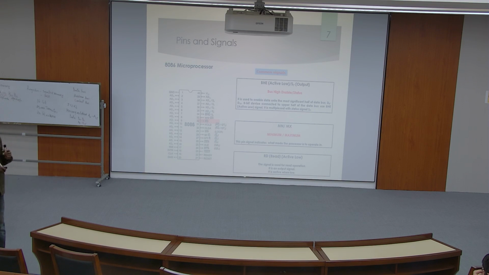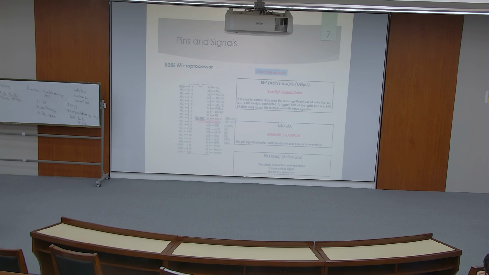Now we have the RD pin, which is our pin number 32, and this is very important because it is used for read operation. When it is active low, it is there to be used for read operation.